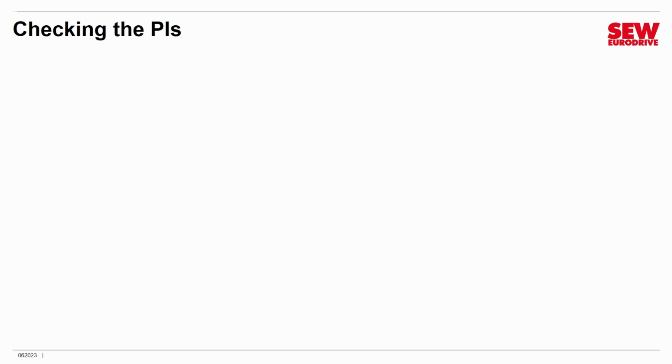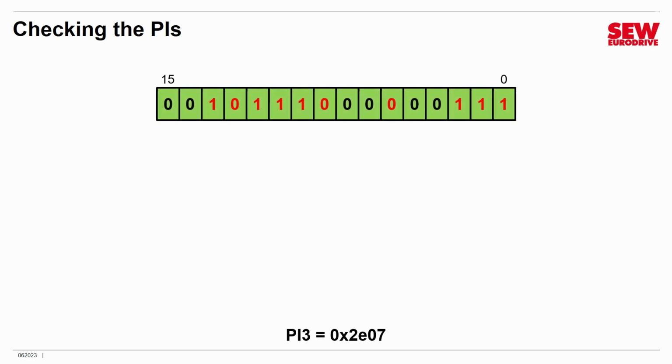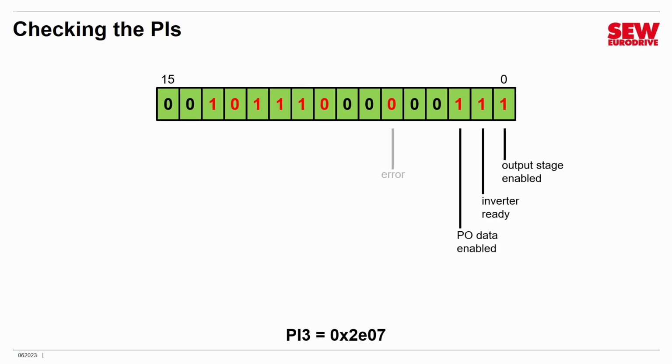PI3 is the second status word. It contained a hexadecimal 2E07, which in binary looks like this. As you remember, a number of the bits are identical to the corresponding ones in PI1, specifically these bits right here. They're all showing exactly the same thing, which is what we would expect. However, this bit indicates the status of the brake. If it's a 1, the brake is engaged, but as we can see, it's a 0, which means the brake is released, and since the MOVIMOT is turning the motor, that makes sense.